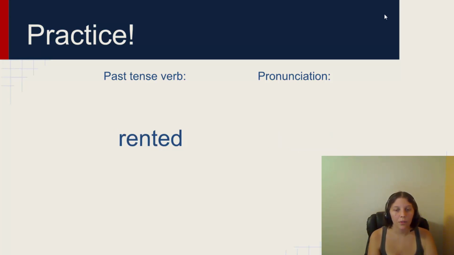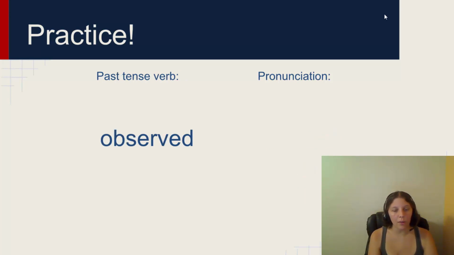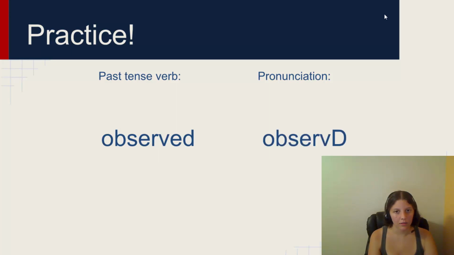Next one, rent. Rent ends in a T, right? T is a special case where we actually pronounce the -ed sound. So we get rented. Then we have observed, observe, v. This is a voiced sound. So we have a D again, D sound. Observed. Not observ-ed, observed.